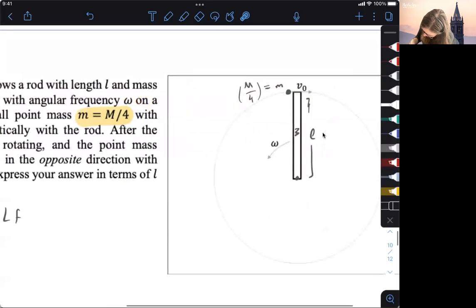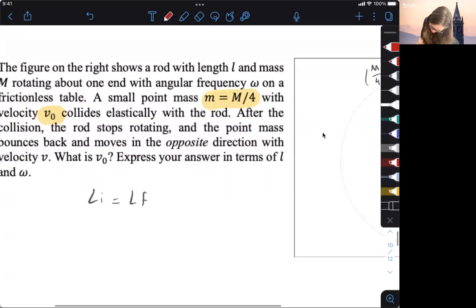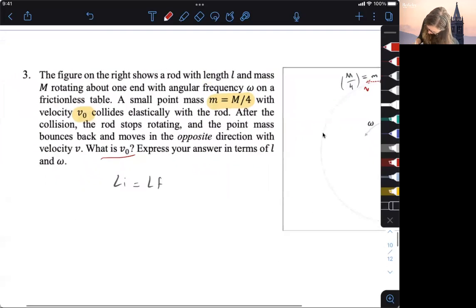The point mass ends up going in this direction, right? With some velocity v. And we want to know what v naught is. Express your answer in terms of L and W. Okay, so we have Li is equal to Lf.